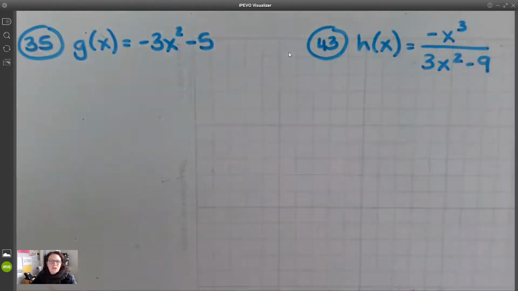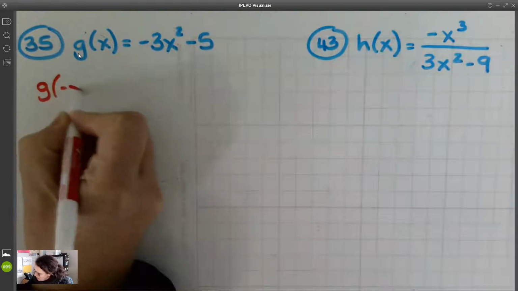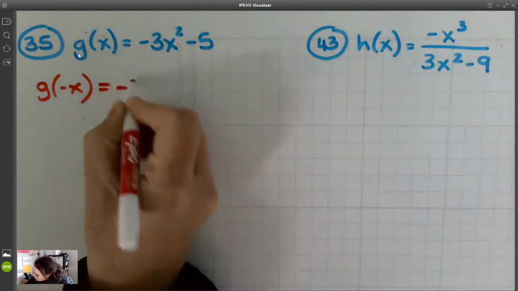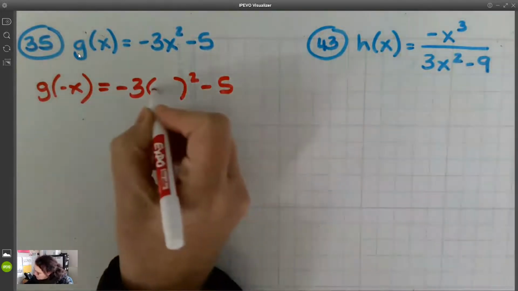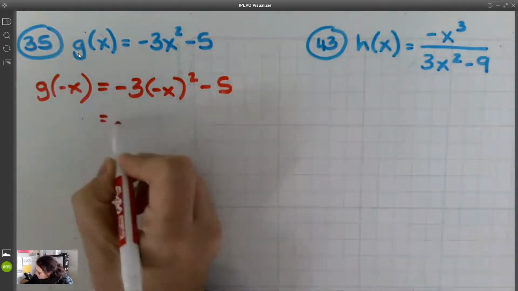So when you're trying to determine if a function is odd or even, when you have the equation, you need to first of all figure out what the function is going to be equal to if I put in a negative x into the function instead of an x. So I'm going to take my original function exactly as it is, but I'm going to replace the x with a negative x. And then I'm going to simplify that.